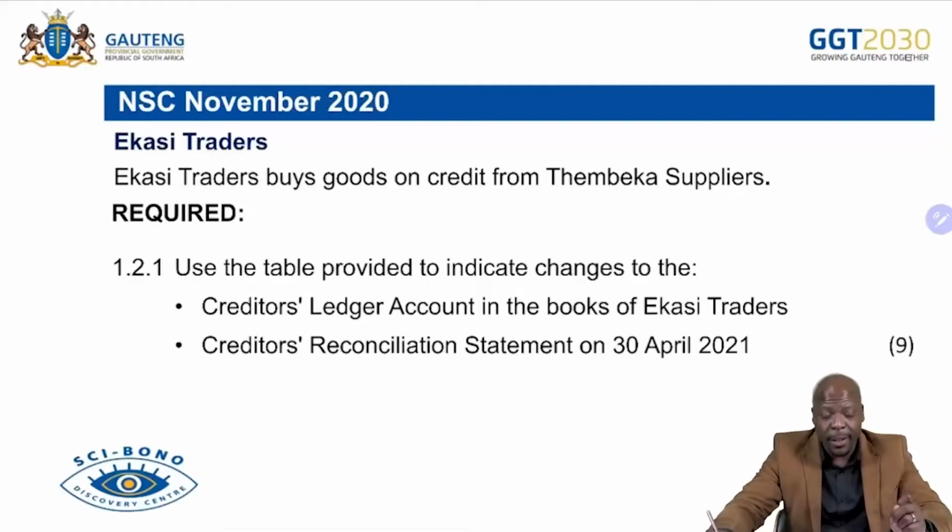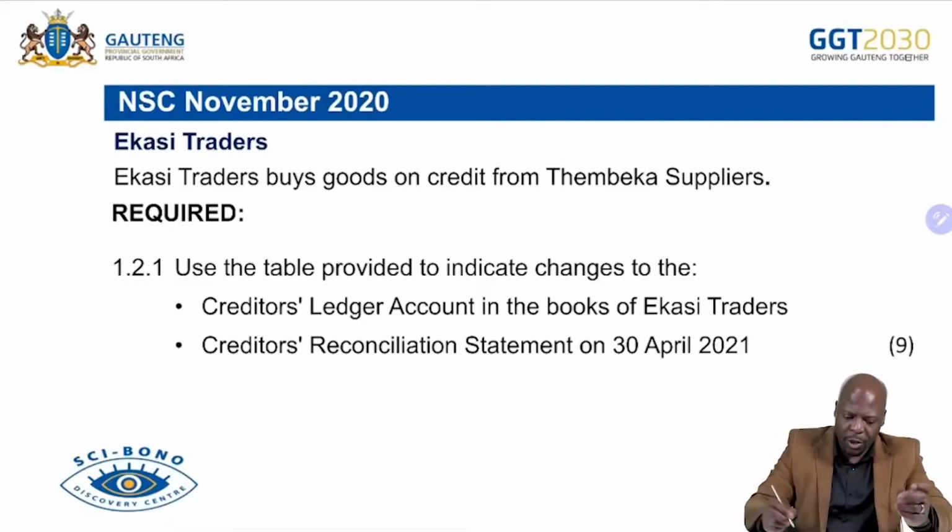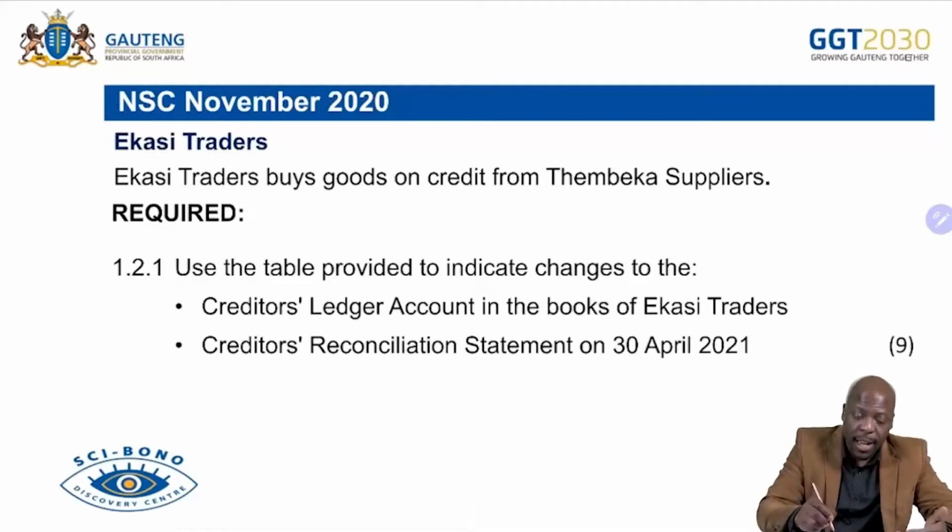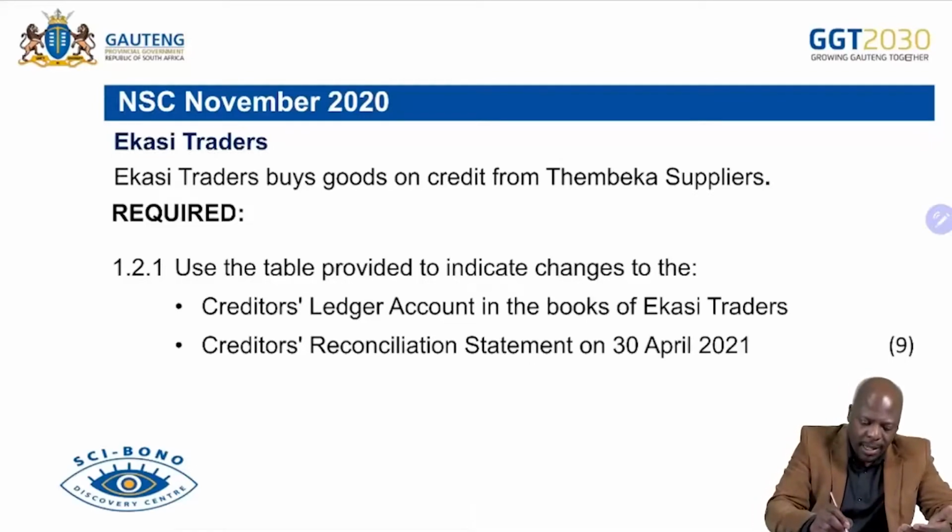Ekasi traders buys goods on credit from Tembeka suppliers. So for it not to confuse you, you just have to know who is who. In this particular case, Ekasi traders. We are going to be Ekasi. We are always the trader, okay?